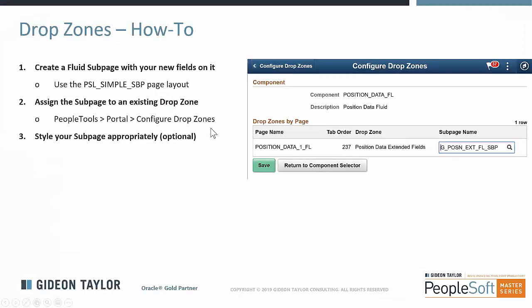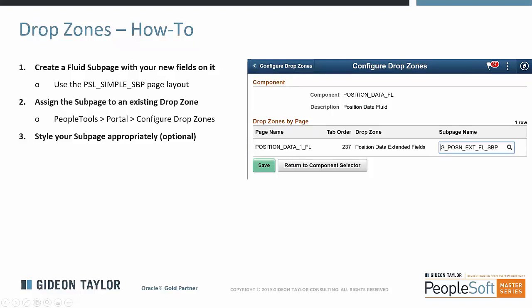Okay, so let's walk through creating a subpage to go in a drop zone to accomplish the requirement to add some fields to this delivered fluid page. First, we're going to create a fluid subpage and put our new fields on it. We're going to use a delivered PSL simple subpage layout. Then we're going to assign that subpage to an existing drop zone.